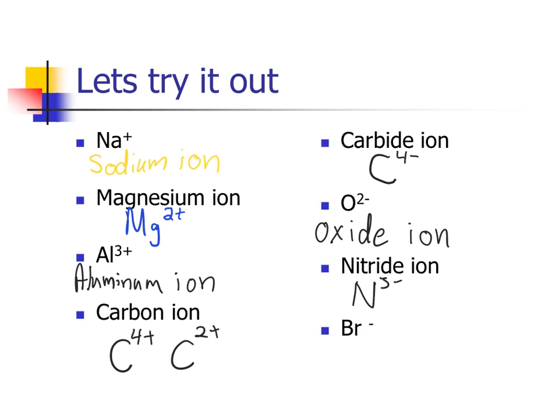Br is the symbol for what? It's bromide, because it's negative. Bromide ion. And there we go for monoatomic ions.